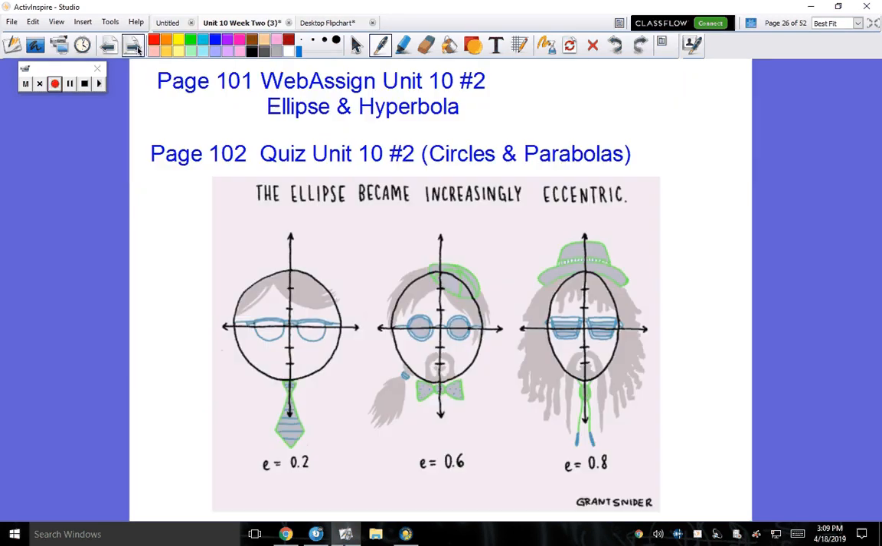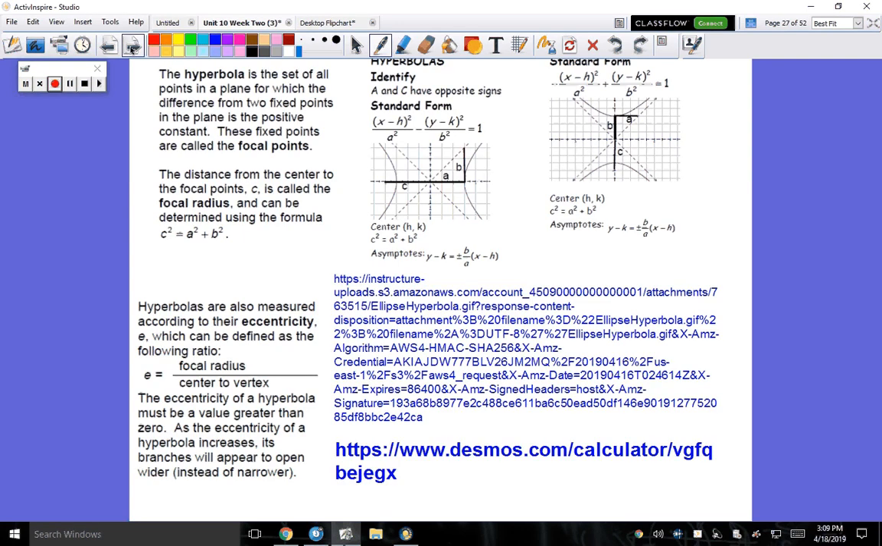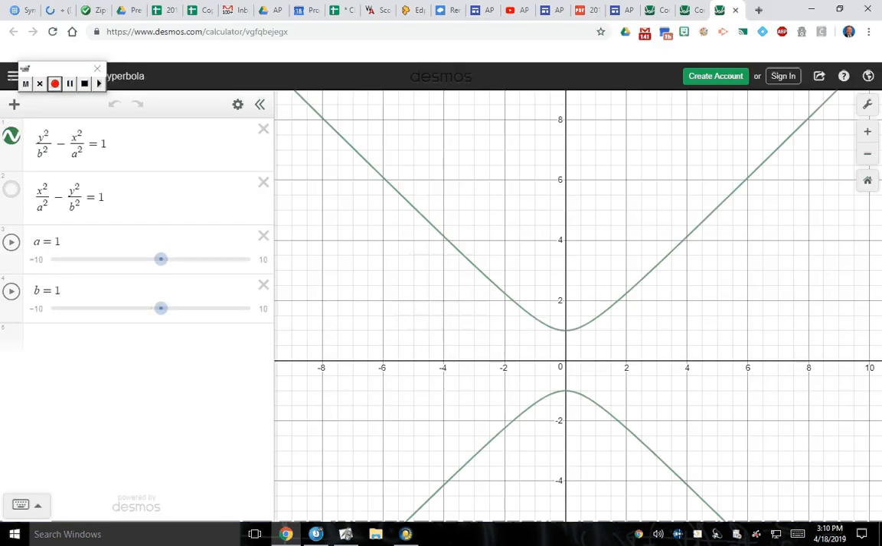Our last shape, guys. Okay, before we get to it, just showing you eccentricities less than 1 are all ellipses. Okay. Then we're going to go to the hyperbolas. Here we go. The hyperbola looks something like this.